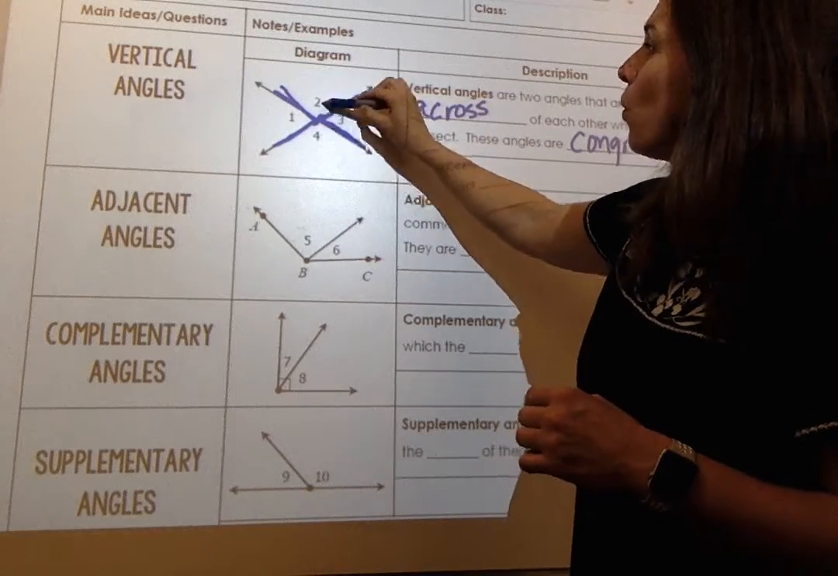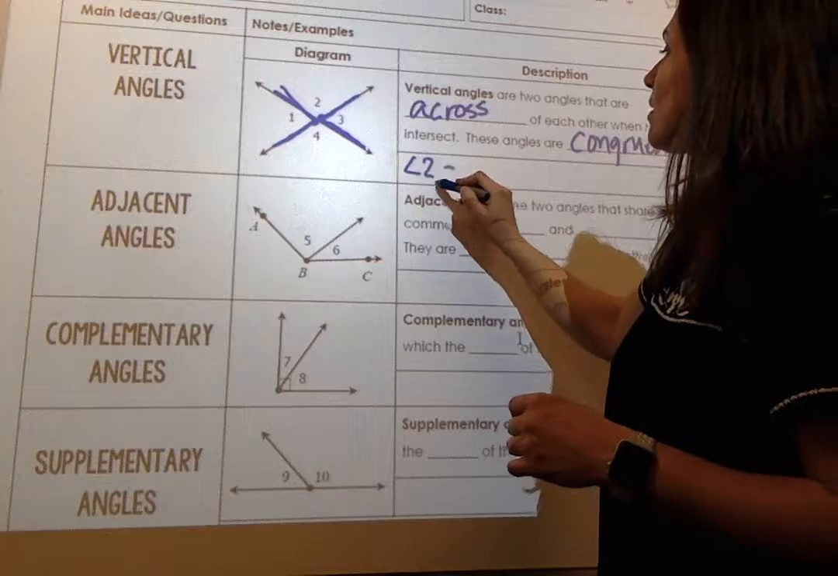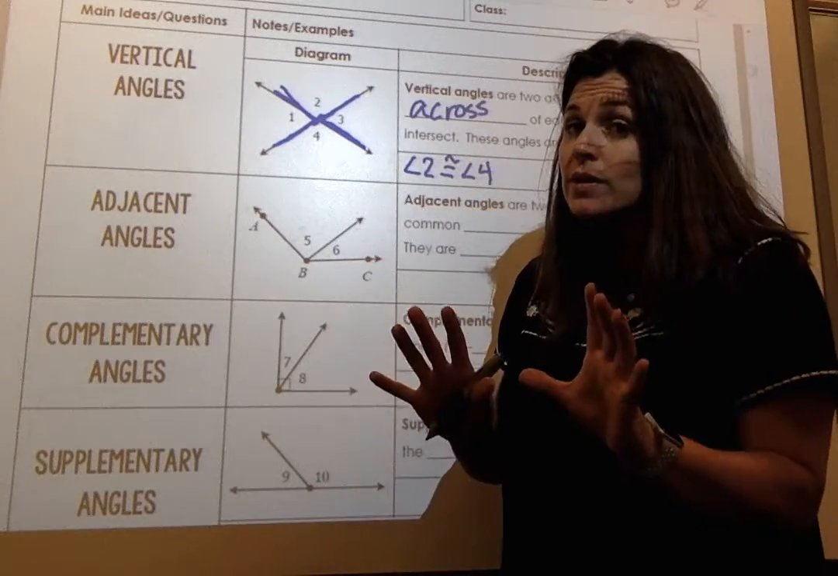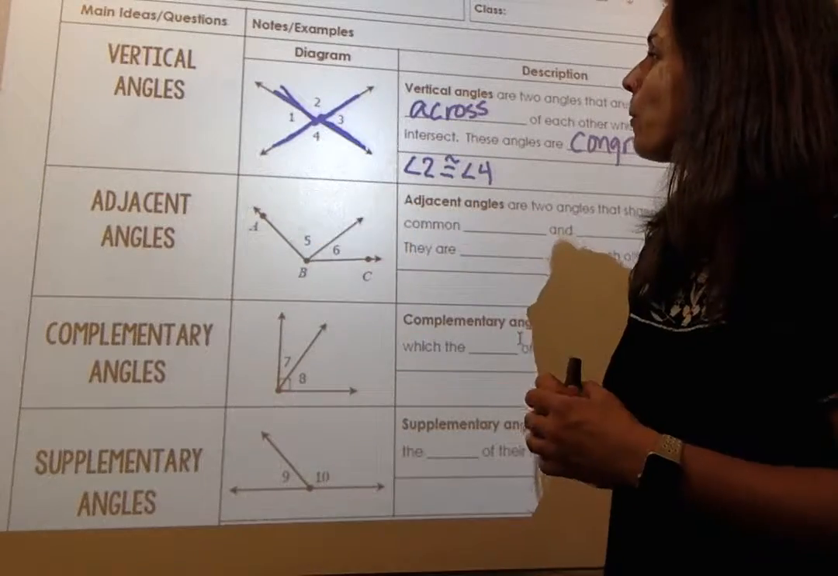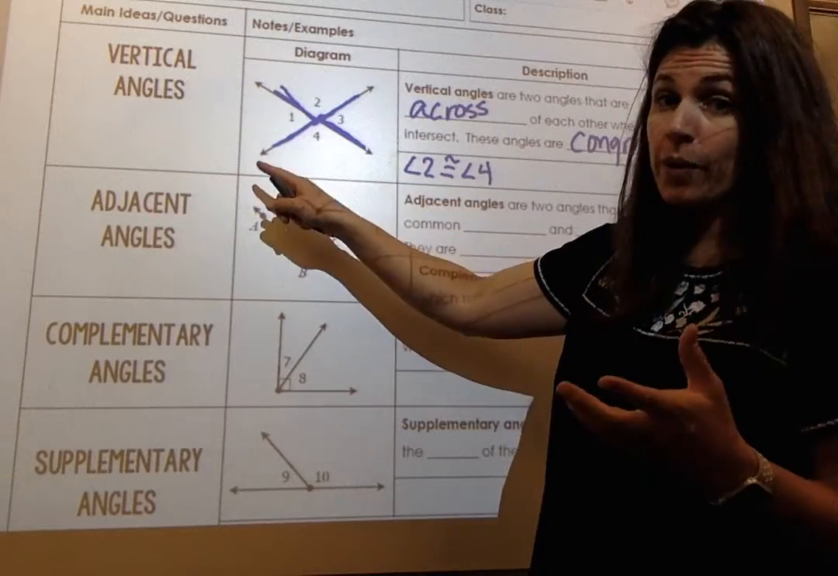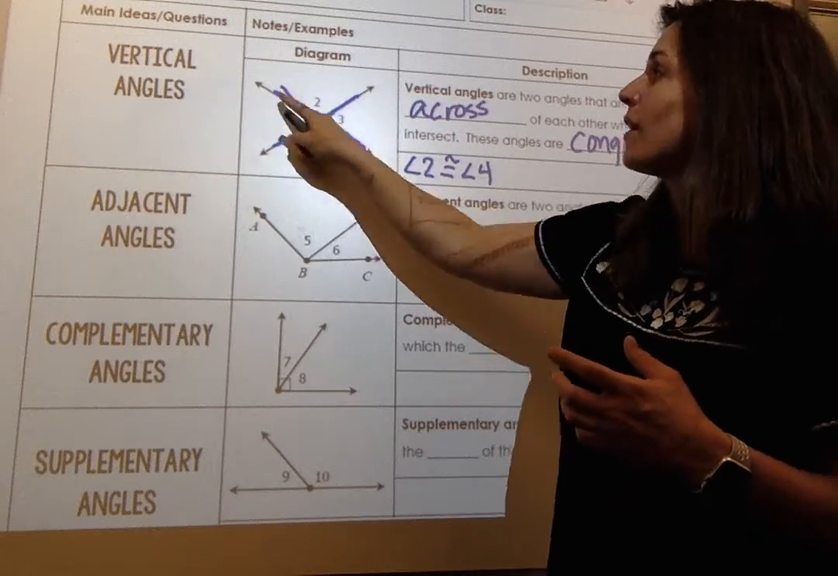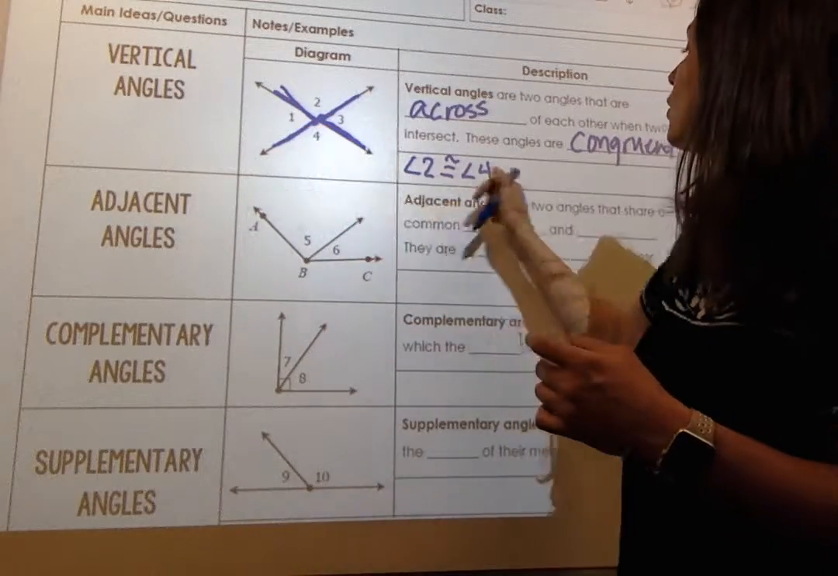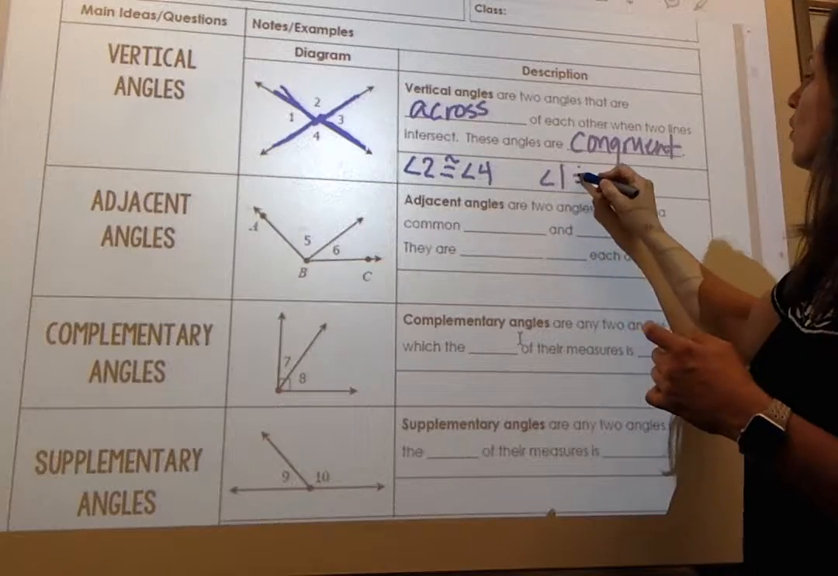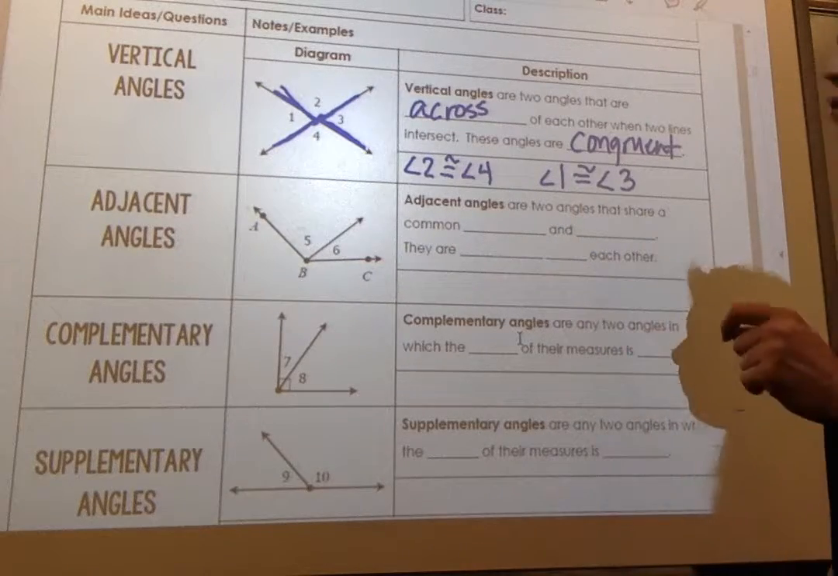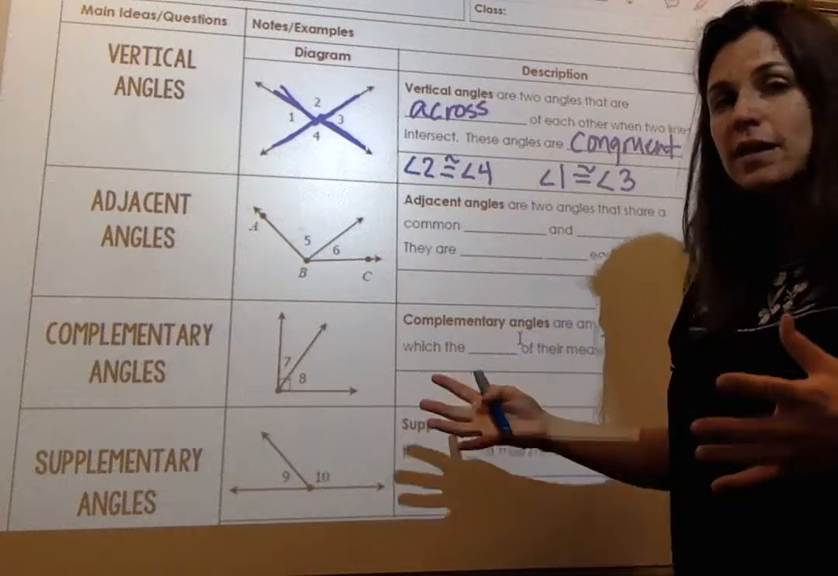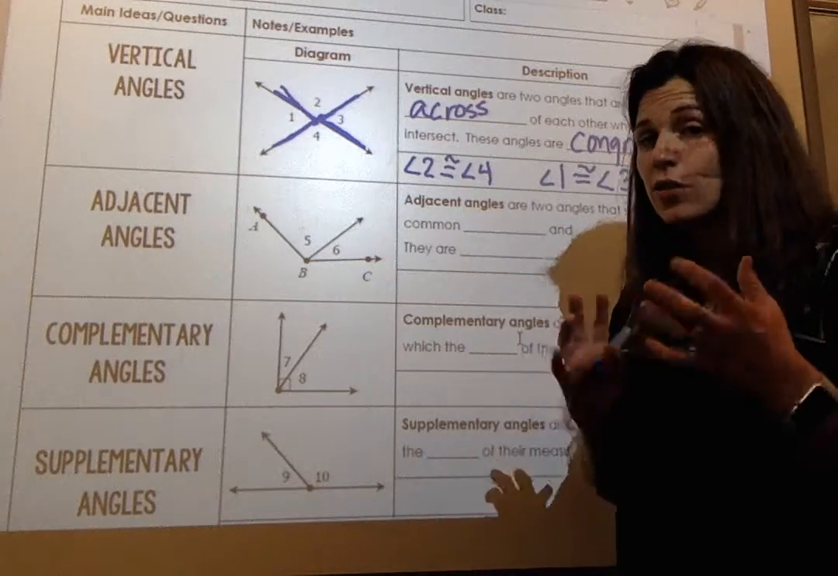So angle 2 is going to be congruent to angle 4, because remember, vertical angles are congruent. There's also another pair of vertical angles, 1 and 3. They form the letter V, and they share a common vertex. So angle 1 is congruent to angle 3. Those are vertical angles.